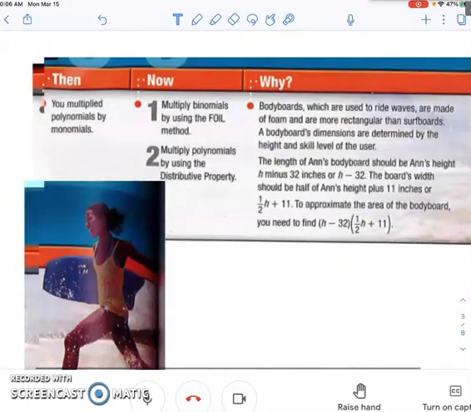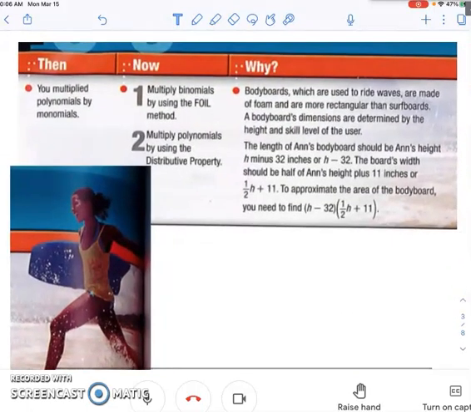All right. So you multiplied polynomials by monomials. Now we're going to multiply binomials using the FOIL method, or multiply polynomials using the distributive property. And in addition, I showed you the box method.